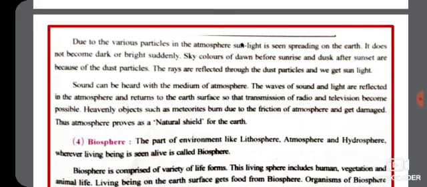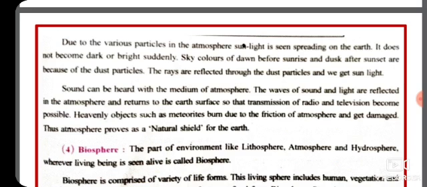Due to the various particles in the atmosphere, sunlight is seen spreading on the earth. Sometimes you must have seen the sunlight, and you can see dust particles in it. Sometimes if some focus is there and something like a spotlight appears, then if you look in it, you will find some small dust over there.